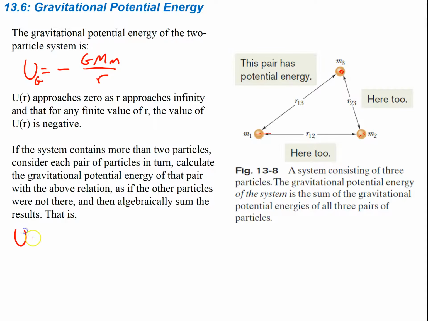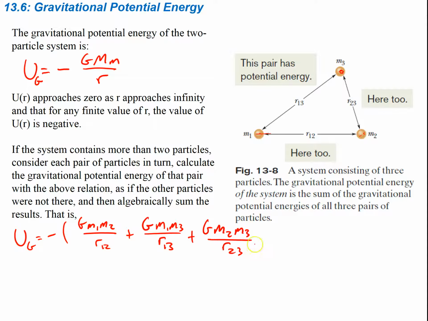So what that would look like is the total potential energy is going to be equal to the negative of the first one. So the first relation is going to be G m1 m2 divided by r12, which is the distance between mass 1 and mass 2. And then you add that to G m1 m3 divided by the radius between 1 and 3, plus G m2 m3 divided by the radius between 2 and 3. So basically you would just add the potential energies together of each of the different relationships.